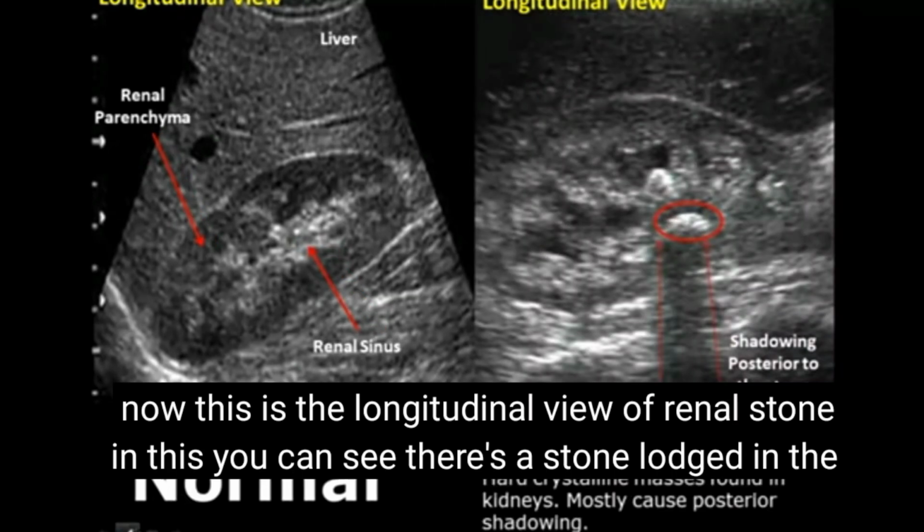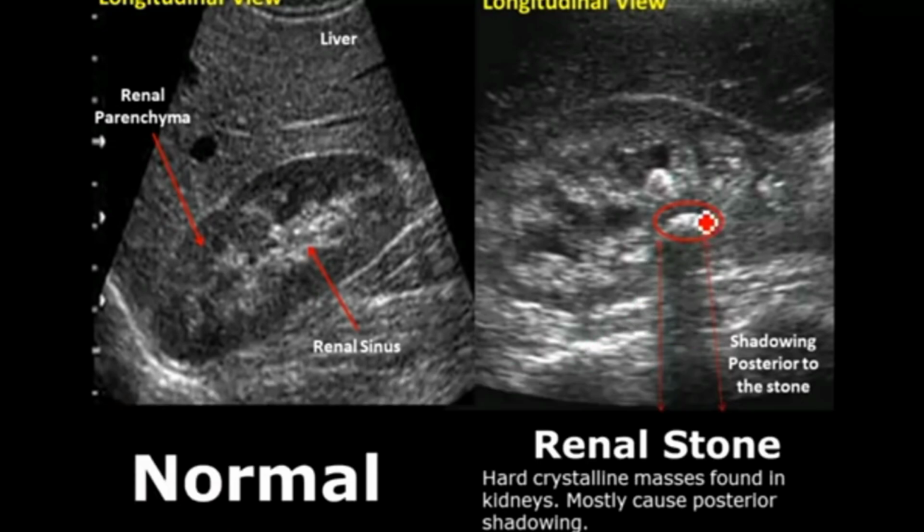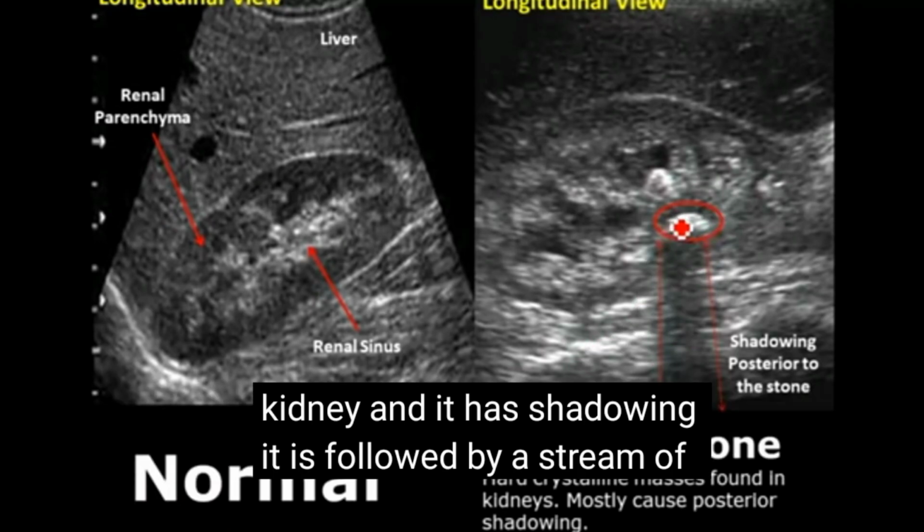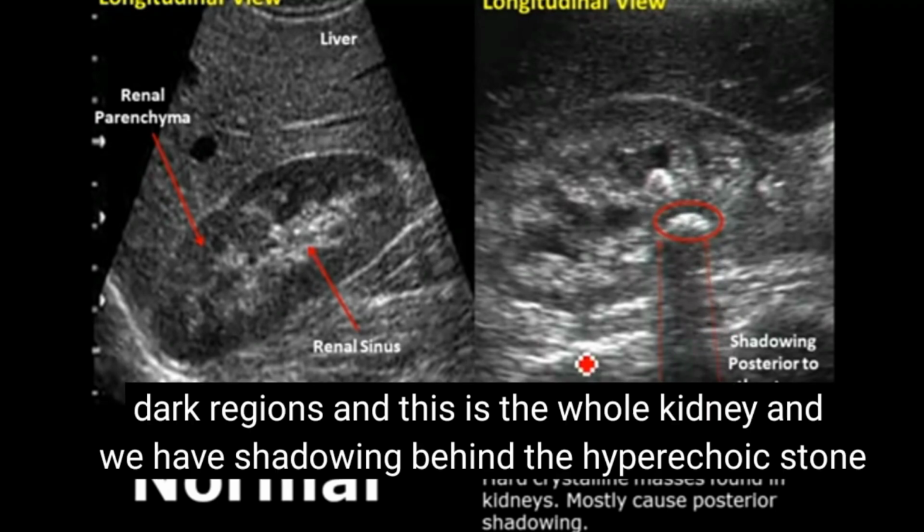Now this is the longitudinal view of the renal stone. In this you can see there's a stone lodged in the kidney and it has shadowing. It is followed by a stream of dark regions, and in this whole kidney we have shadowing behind the hyperechoic stone.